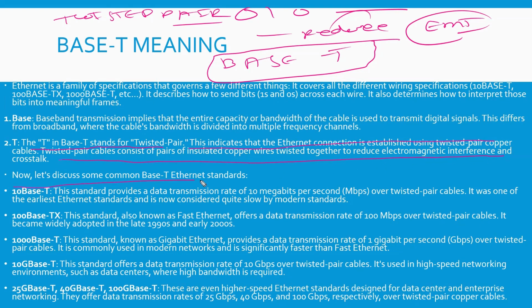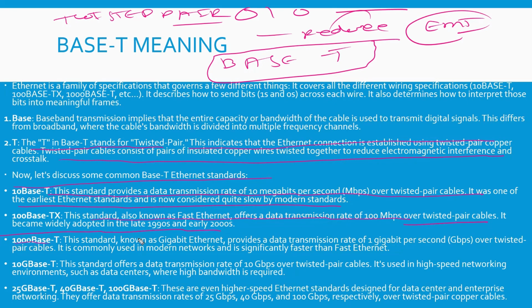Now let's discuss some common Base T Ethernet standards. 10BASE-T means a data rate of 10 megabits per second over twisted cable. It was one of the earliest, quite slow by modern standards. 100BASE-T, we call it Fast Ethernet, 100 MB, the same thing. Over twisted pair, it became widely adopted in the 1990s and 2000s. So we used to use this.